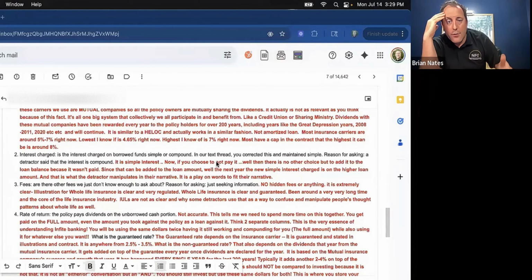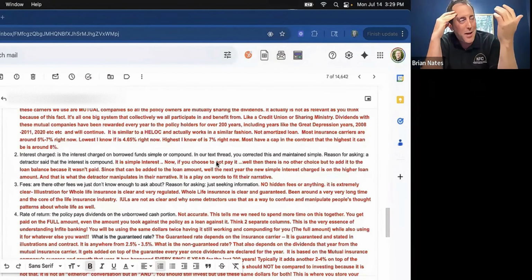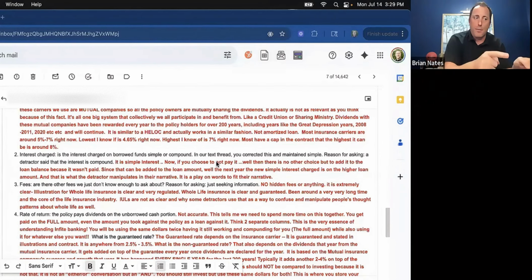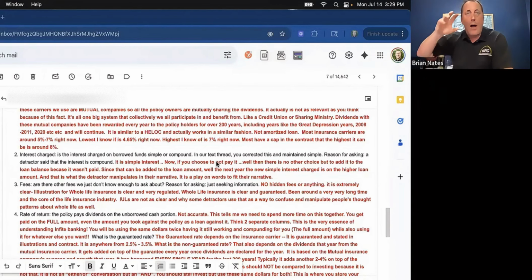You didn't pay it. So the detractor out there manipulates that narrative. It's a play on words and it's there to fit what they're trying to make you feel. Okay. It's simple interest. It's not compounding. Can simple turn into compounding because of you not paying the interest, and now the total amount is more? Of course, right? Pay the interest or pay back the loan or whatever.